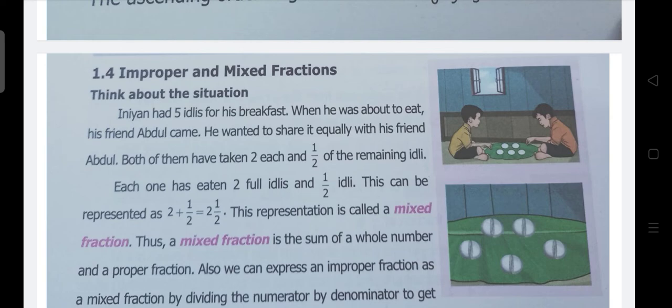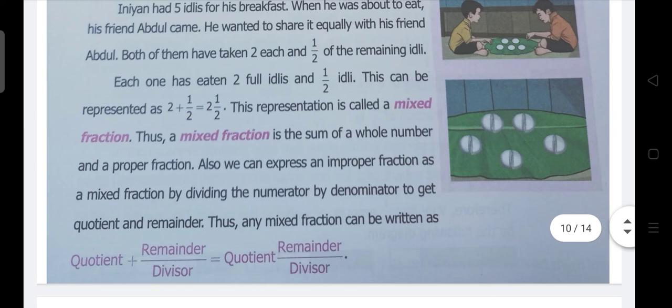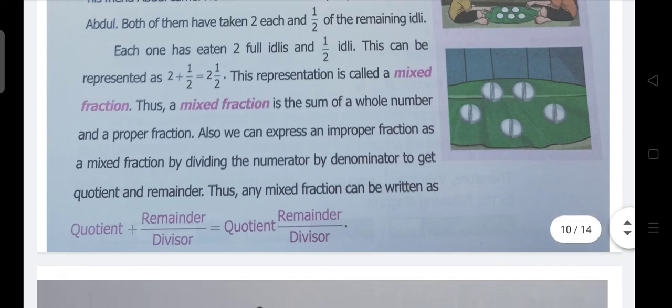This representation is called one whole and a proper fraction. One whole and a proper fraction is called the mixed fraction. Also, we can express an improper fraction as a mixed fraction by dividing the numerator by the denominator to get the quotient and remainder. Thus, any mixed fraction can be written as quotient plus remainder by divisor. The format of a mixed fraction is quotient remainder by divisor.